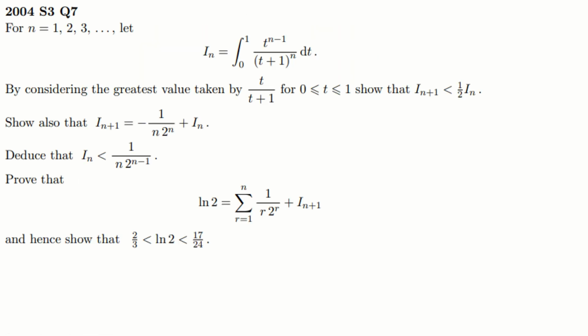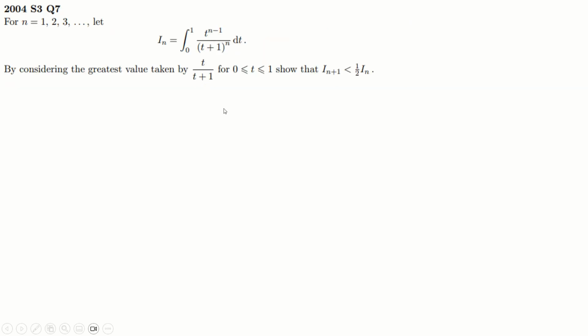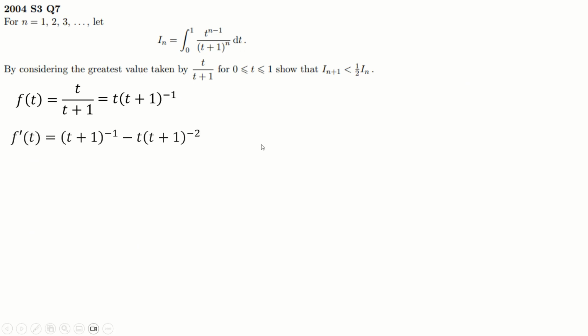Anyway, now we get to the reduction formula question. So let's start from the very top by considering the greatest value for this in this region. So, okay, greatest value, I decided to set it equal to a function f of t and then differentiate. You can write it like this and then use product rule. I thought might be the easiest way of doing it.